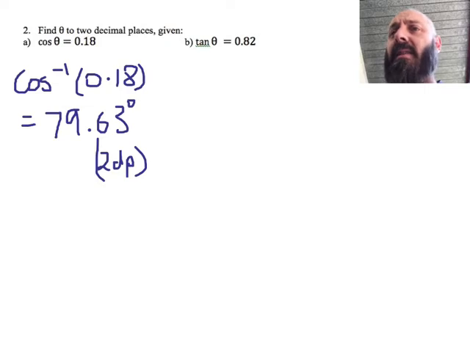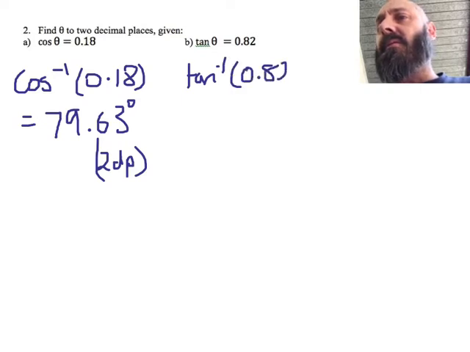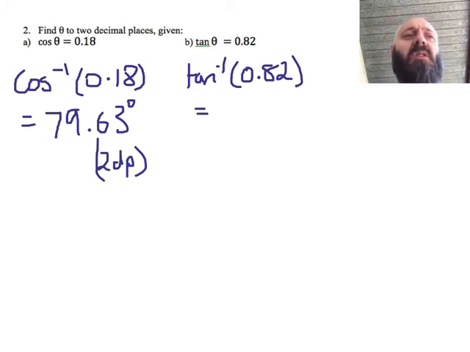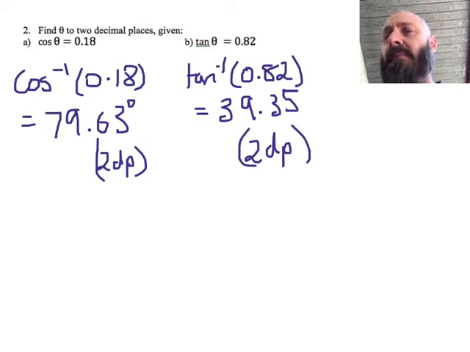Similarly, for tan theta, I'm going to use the arctan, anti-tan. Which is 39, I get 0.351. I'll leave that second one as a 5 because the next number was under 5. That again is to 2 decimal places. And we're done.